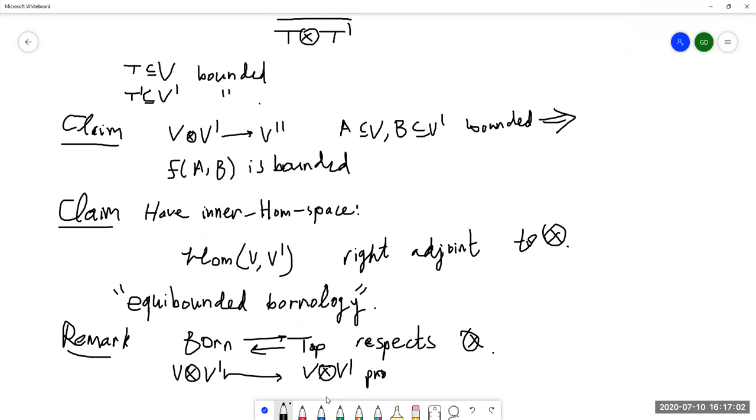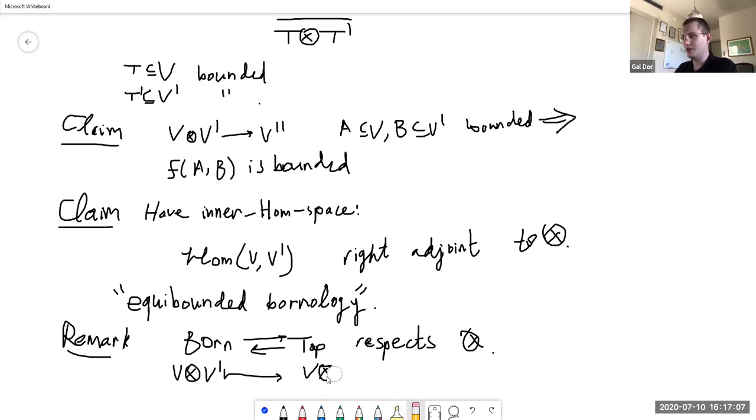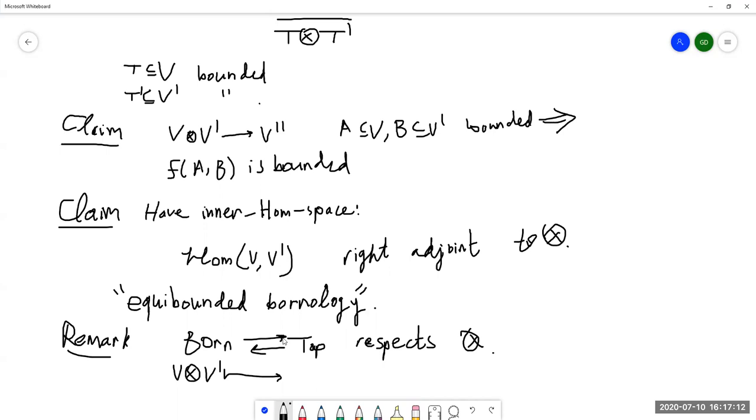Wait, but for the topological ones, you don't want to complete it in some way, right? Sorry. So on the category of topological vector spaces, you don't mean a completed tensor product. No, I don't mean the completion. Not complete, of course not. So just the algebraic one, but with the projective tensor product topology. Yes.